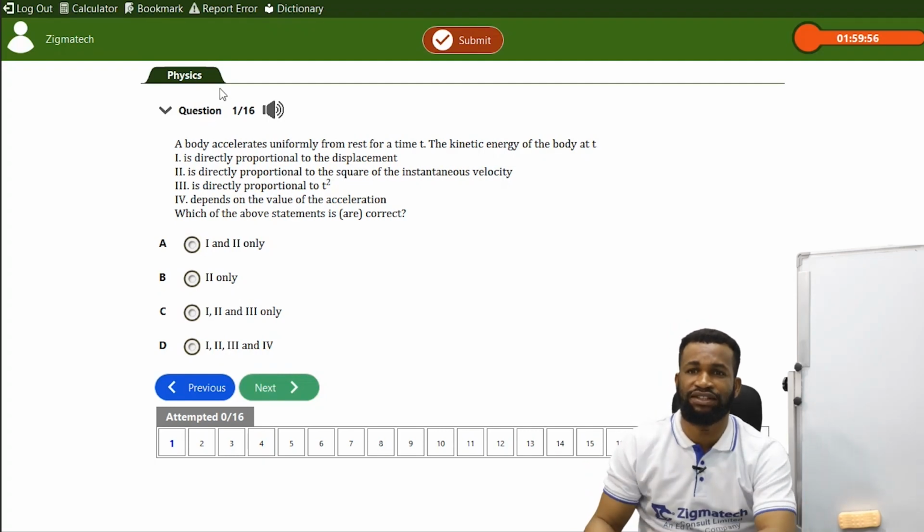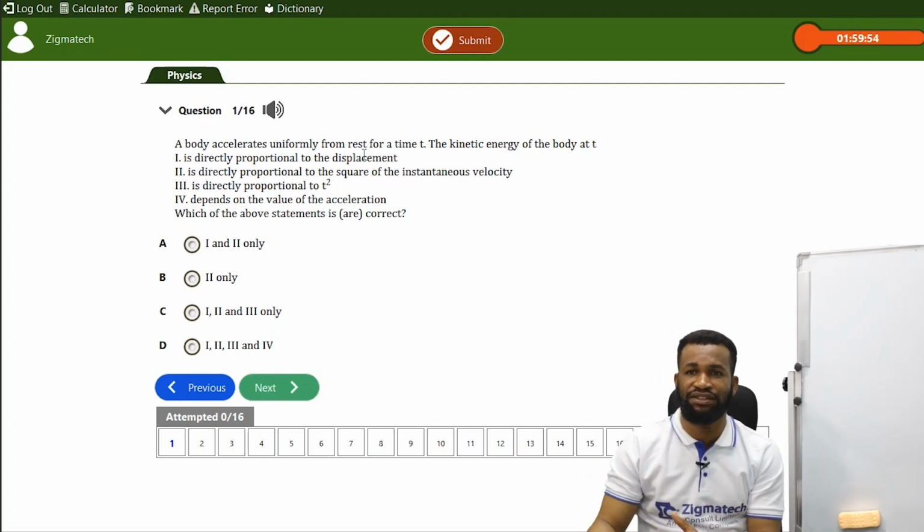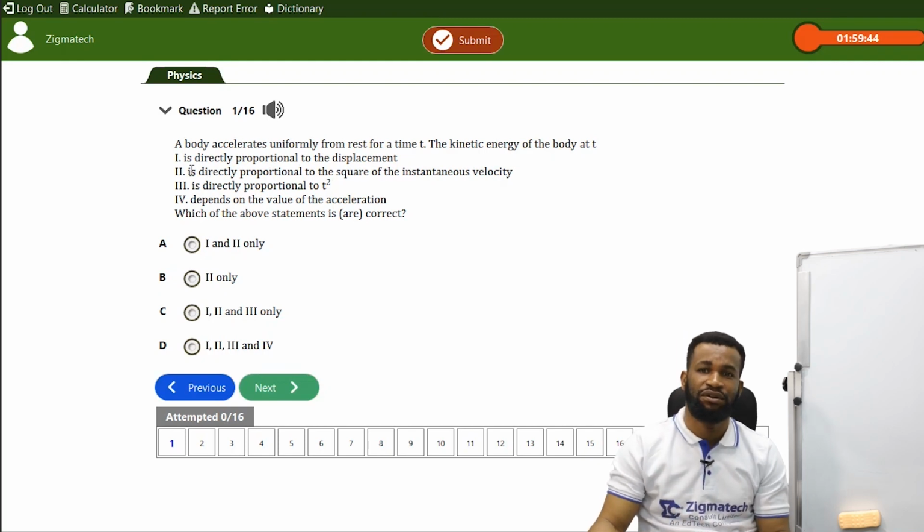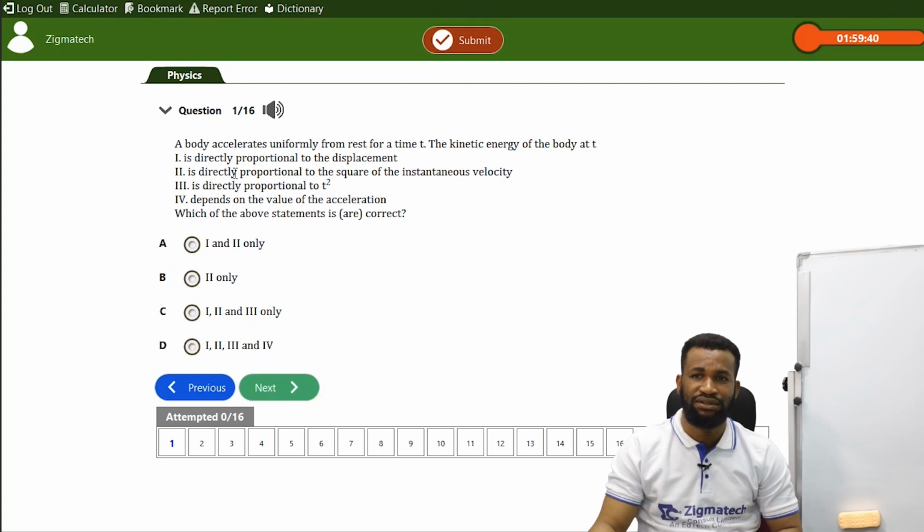All right, we have that a body accelerates uniformly from rest for a time t. The kinetic energy of the body at t is: I, that is the first one, directly proportional to displacement; II, directly proportional to the square of the instantaneous velocity; III, directly proportional to t square; IV, depends on the value of the acceleration. Which of the above statements is or are correct?